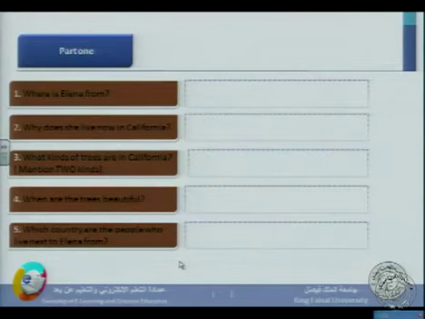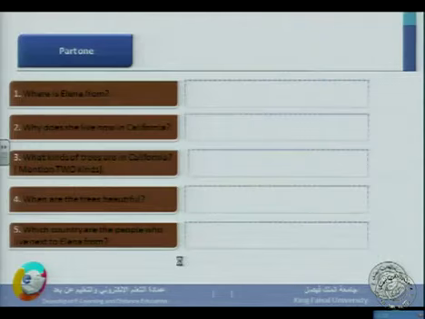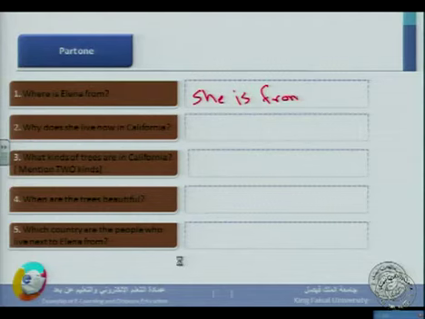Where is Elena from? This is our first question. If we go back, you can find this answer. Where is Elena from? She said, I am from Mexico. So this is number 1. I am from Mexico. So she is from Mexico. Okay.